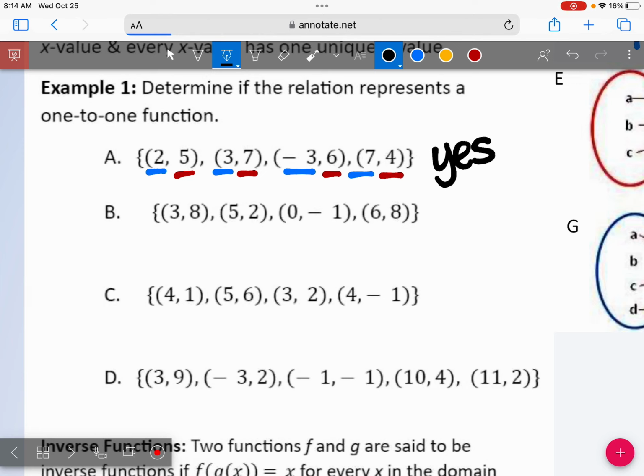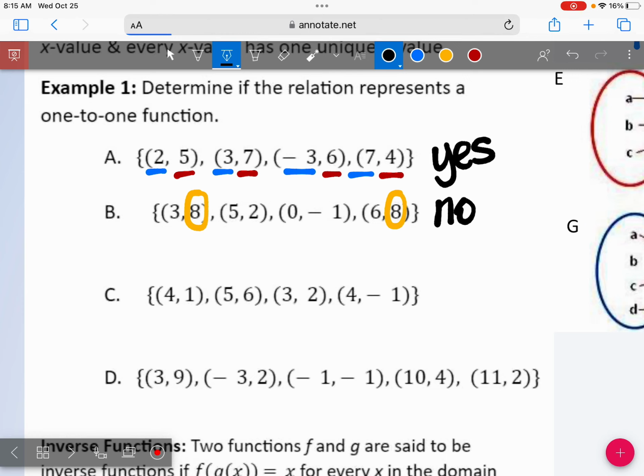Let's look at question B. Do you see any repeats in X or Y? All right, I agree. What do you see that's repeating? 8. 8 for the Y's. So I have two Y values that have an 8. So this would be a no. This is not one-to-one.